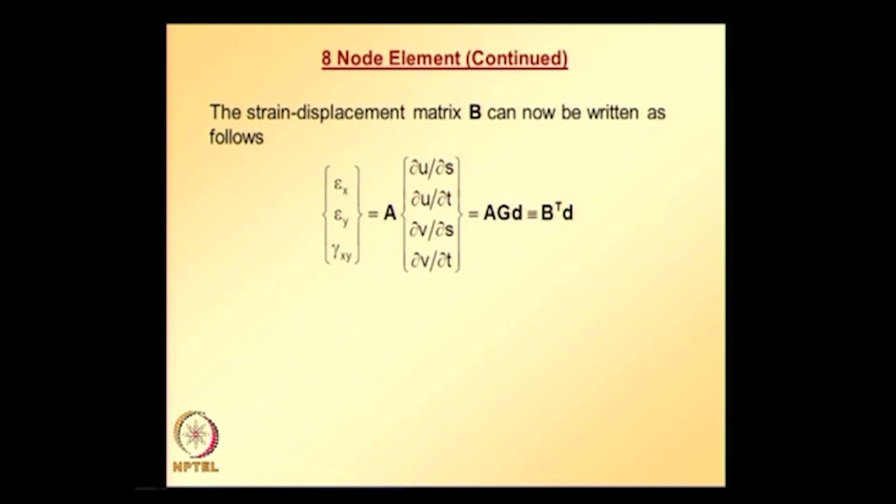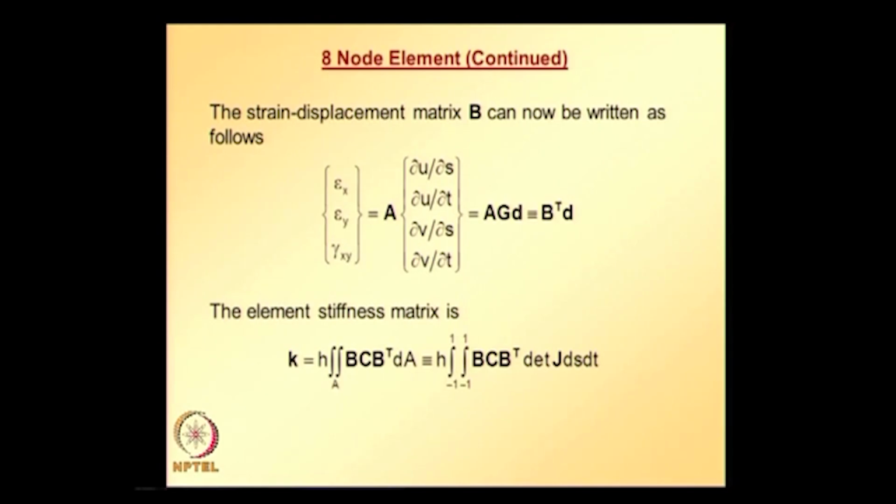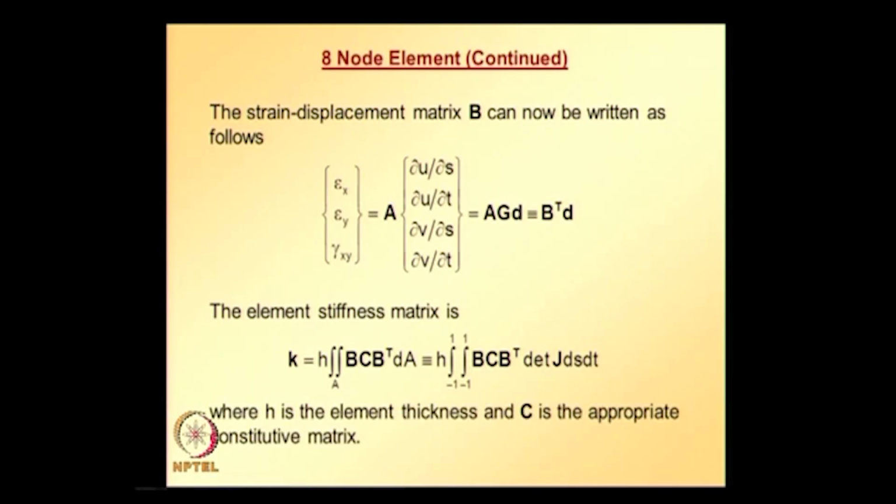which can be written as epsilon is equal to B transpose D compactly. So, then we can write the element stiffness matrix. Again, now the B matrix becomes more complicated for the 8 node case. So, the integrand becomes more complicated. So, better we adopt numerical integration because it is not possible to evaluate the integral in closed form, where H is the element thickness, C is the appropriate constitutive matrix.